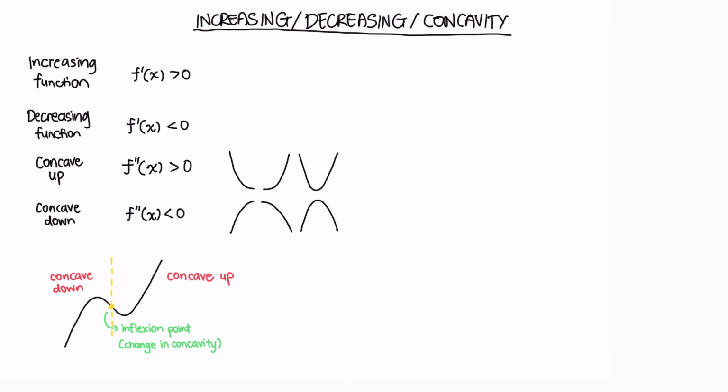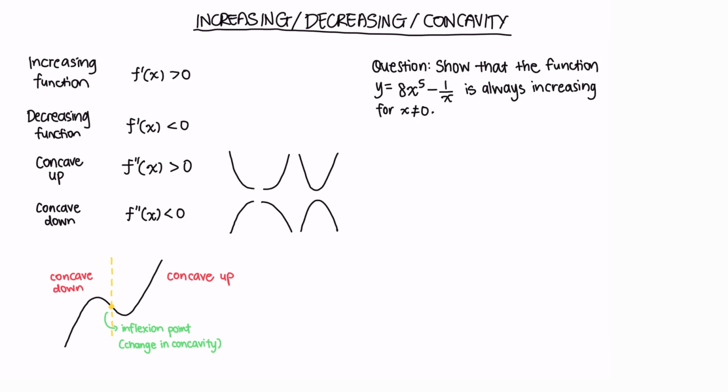Now if you look over here, there's a point where the concavity changes from concave down to concave up. The exact point where this concavity changes is called an inflection point. We will explore more into how to find the inflection point in the next video. Anyways, let's do a question to test our understanding.